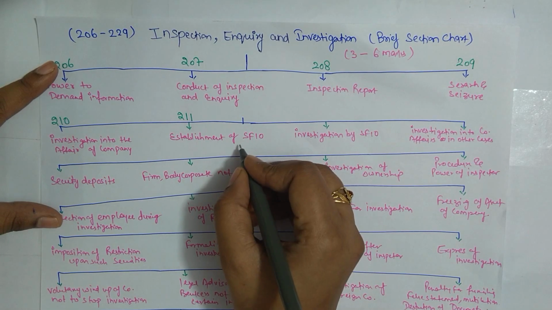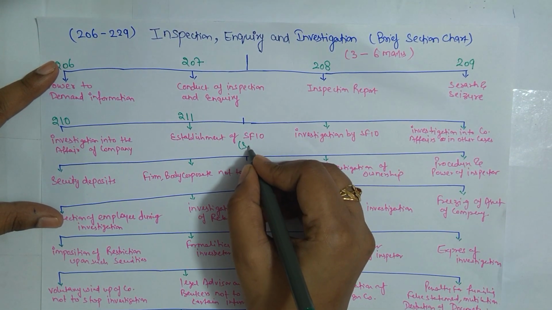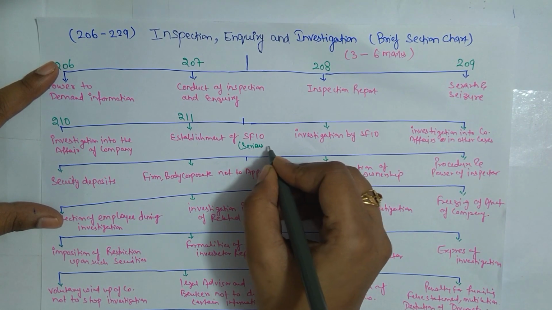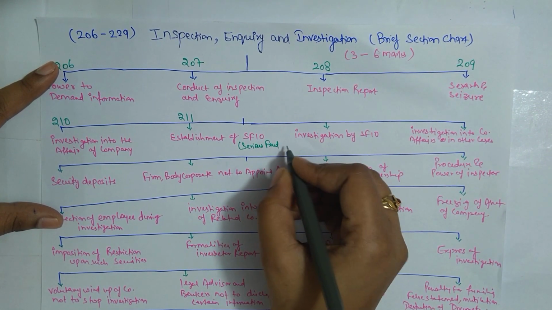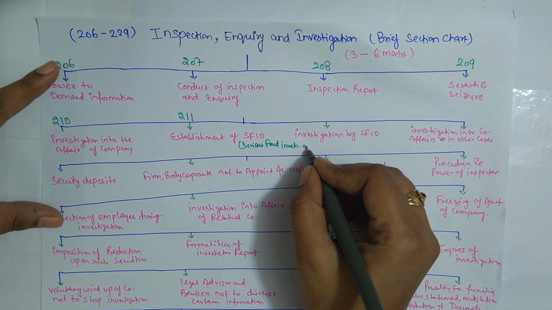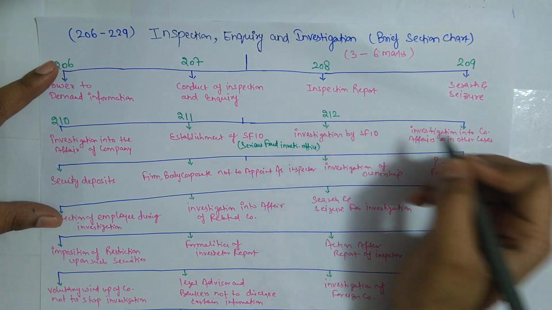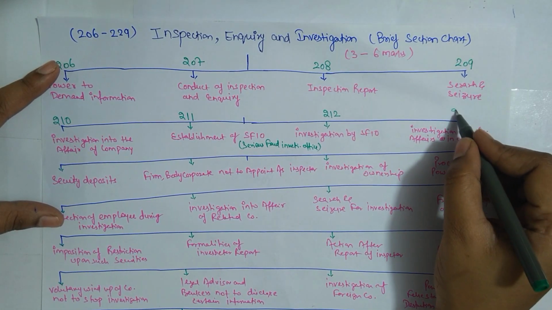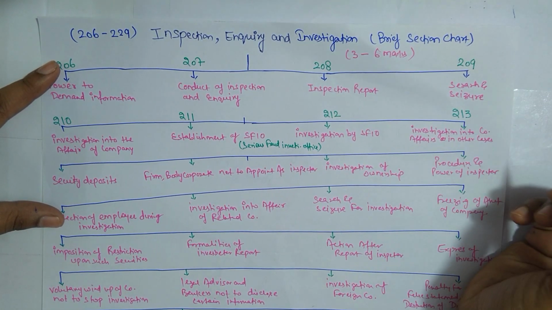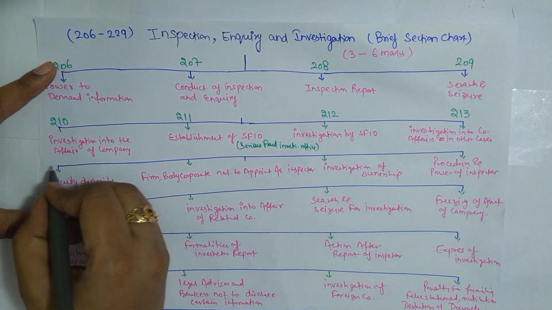First of all, I just want to give you a brief about SFIO. It is the Serious Fraud Investigation Office. Section 212, investigation by SFIO. Section 213, investigation into company's affairs in other cases.